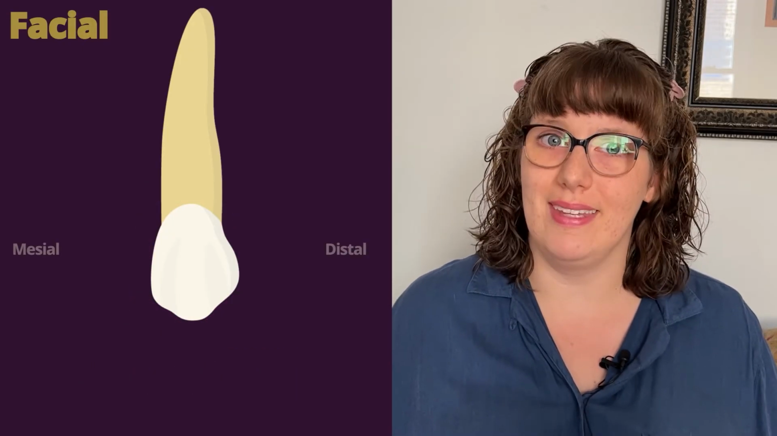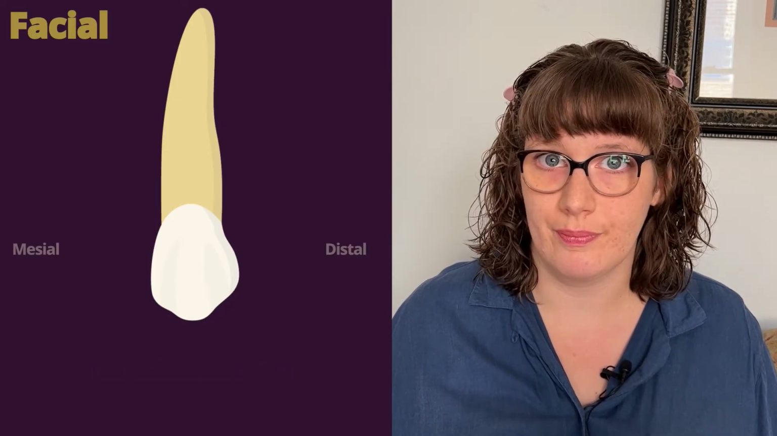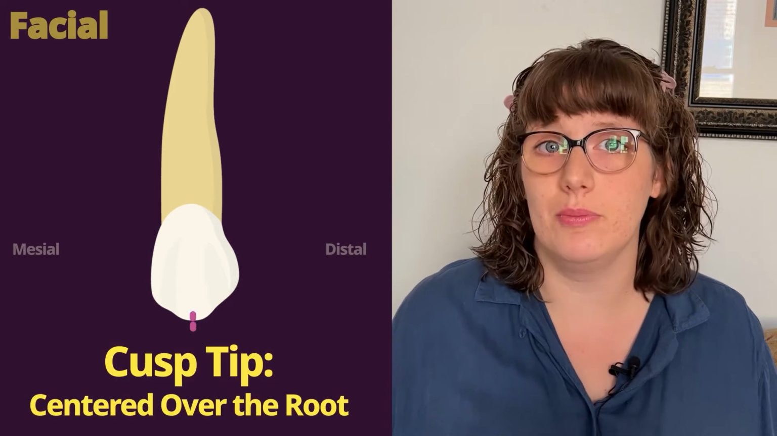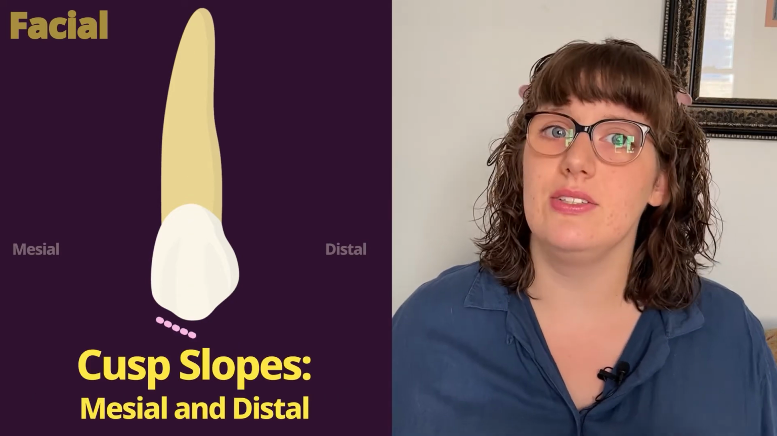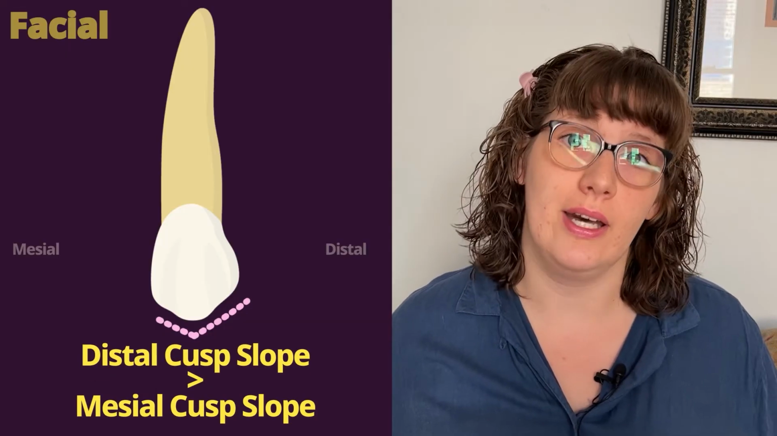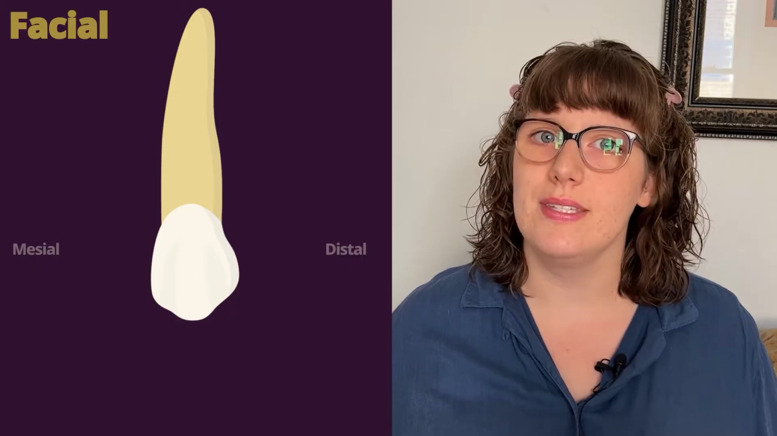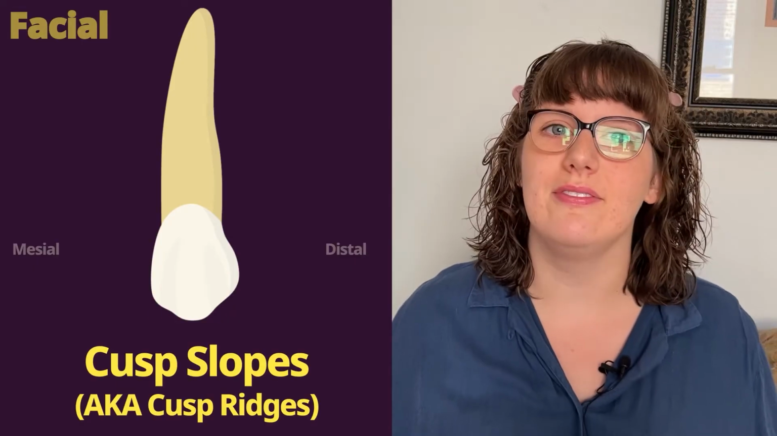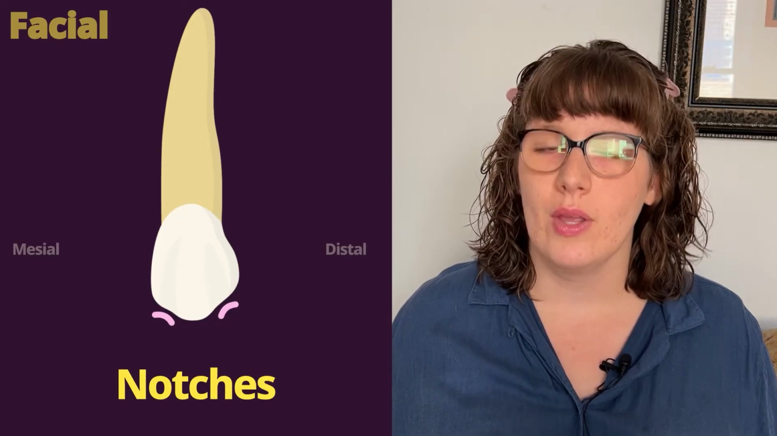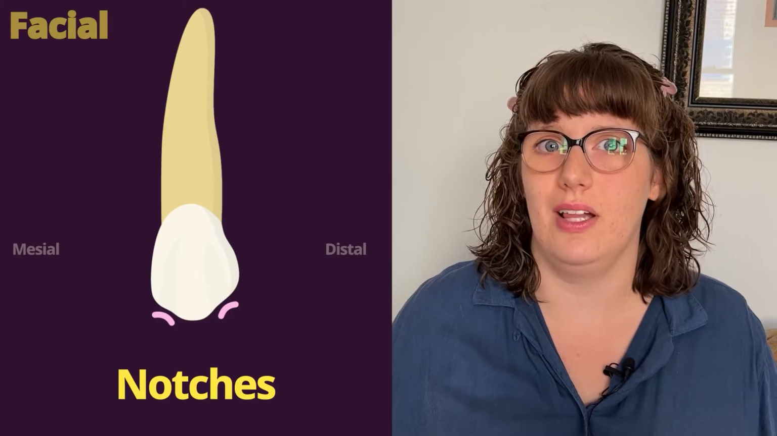So once again, the canine has a cusp, not an incisal ridge. That cusp tip is going to be centered over the root, and there's going to be a cusp slope to the mesial and to the distal. The distal cusp slope is larger than the mesial cusp slope. Both of these cusp slopes, which you could also call cusp ridges, can have notches to them. Those notches are going to divide those 3 facial developmental lobes.